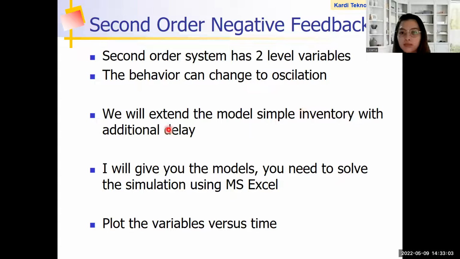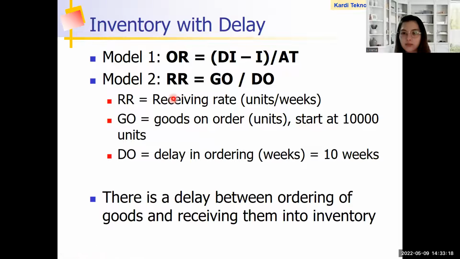So this is inventory with a delay. Again, I'll give you the model. Because you have two levels, you need to have at least two rates. And then you will plot. Model 1, model 2. I have two rates here. This is the ordering rate from a while ago, exactly the same. Now you have the receiving rate.